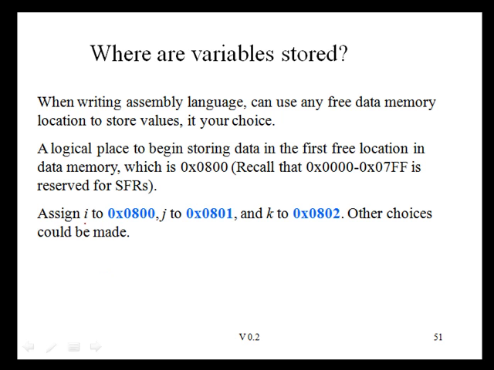We have three variables in our program, I, J, and K. They're 8 bits wide, and we need to assign them locations in data memory. Recall that the first free location in data memory for variables begins at location 800. Locations 0 through 7FF are reserved for special function registers. So we'll simply assign I, J, and K to the first three locations in data memory, which are going to be 800, 801, and 802. We easily could have made other choices.